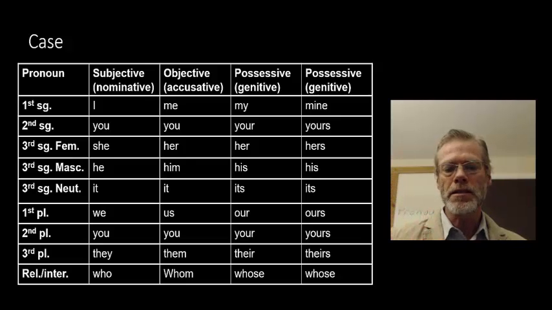Then we've got possessives. We've got my, your, her, his, its, our, your, their, whose, versus the other possessives or genitives, mine, yours, hers, his, its, ours, yours, theirs, and whose. Notice there's a lot of overlap in this chart, what linguists call neutralization.